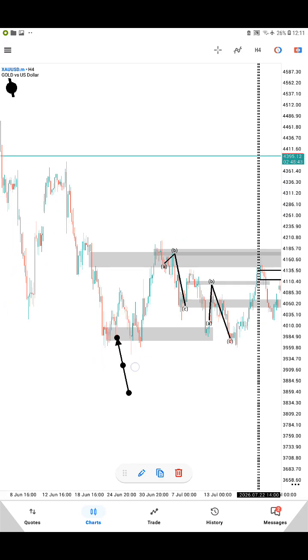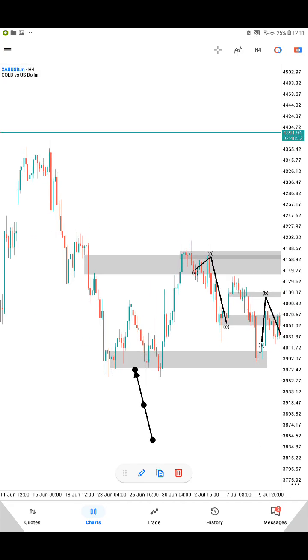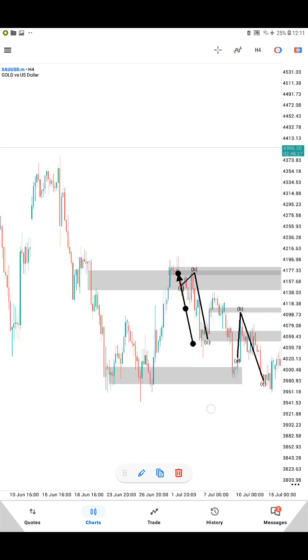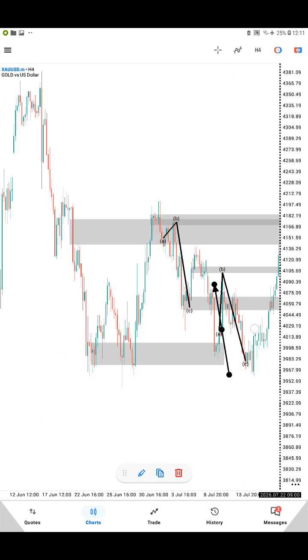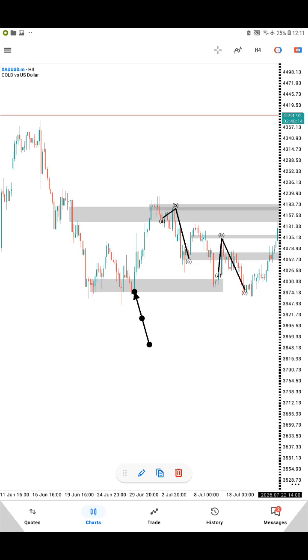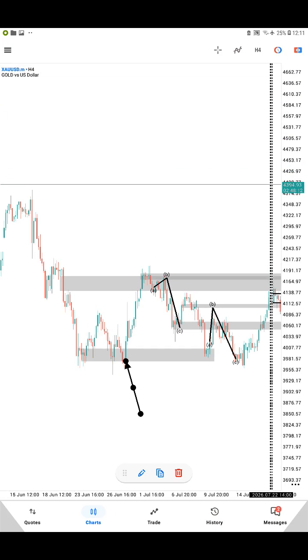This is a rejection block where there are a lot of wicks. The rejection block always has too many wicks on it. So here we have an order block, a breaker block, and an order block right here. That is how simple it is to do this.